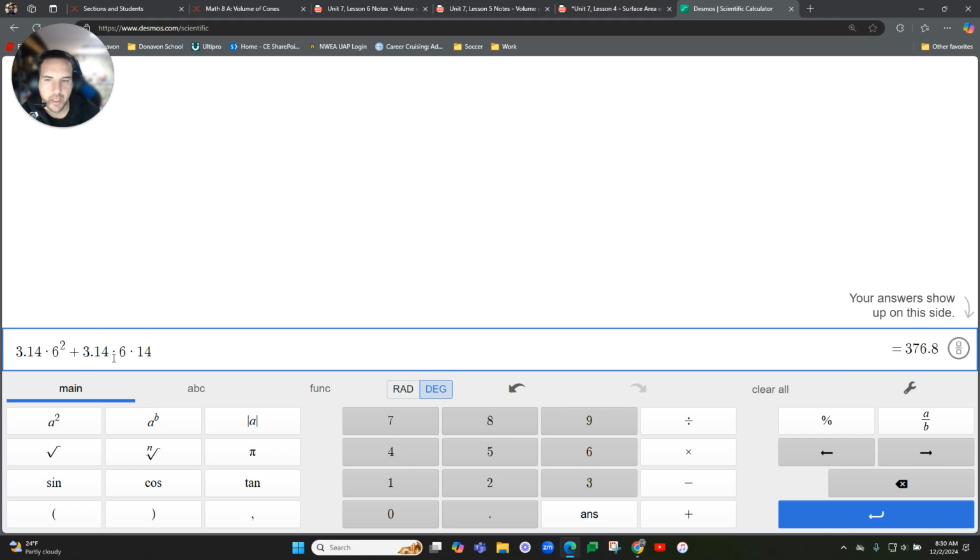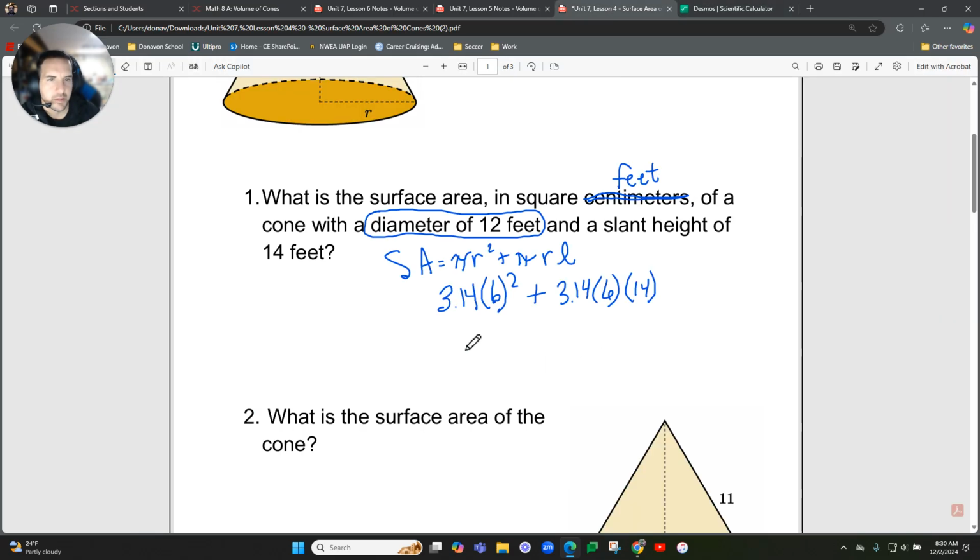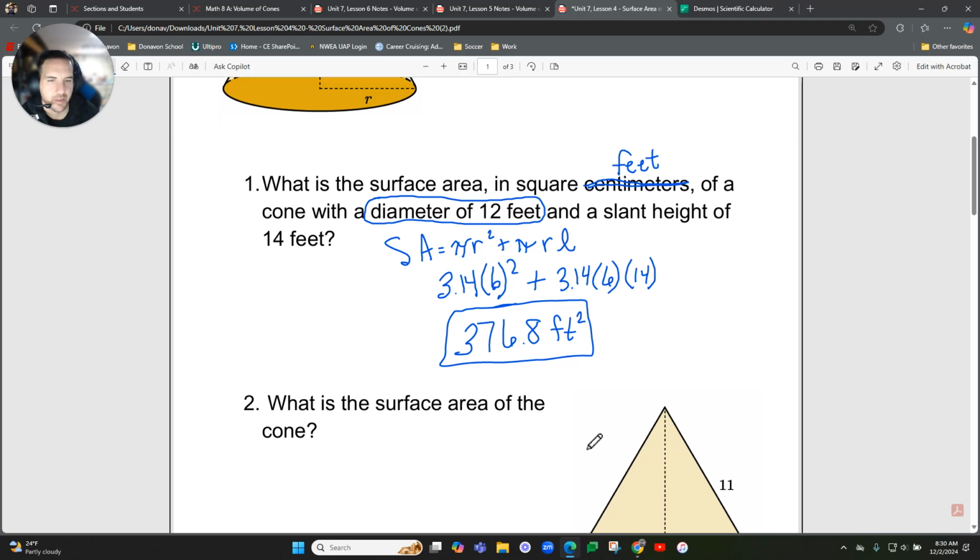This piece is the area of the circle. This piece is the area of the cone part of it. And we get 376.8, so it'd be 376.8 square feet, or feet squared. And that is it. Desmos does the order of operations correctly for us. We don't have to worry about it, because Desmos knows to do this first, and then this, and then add those two together.